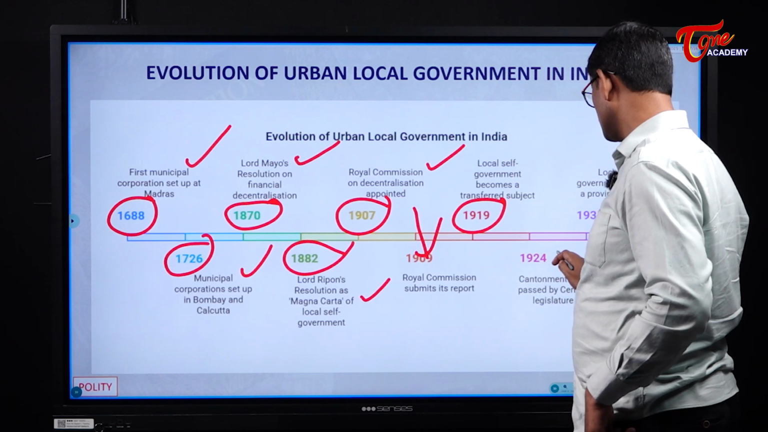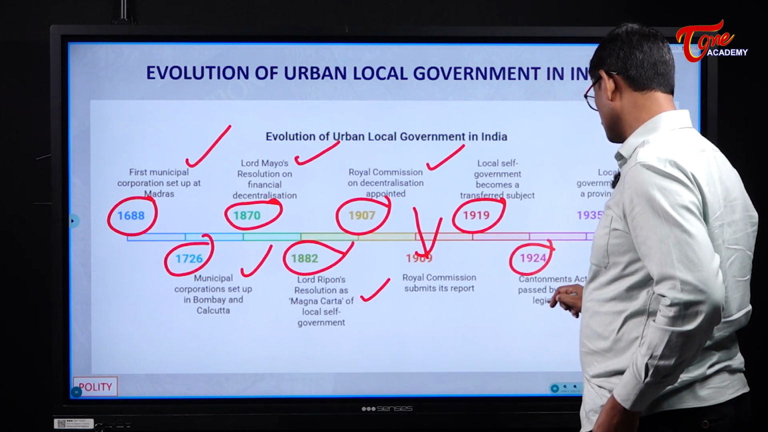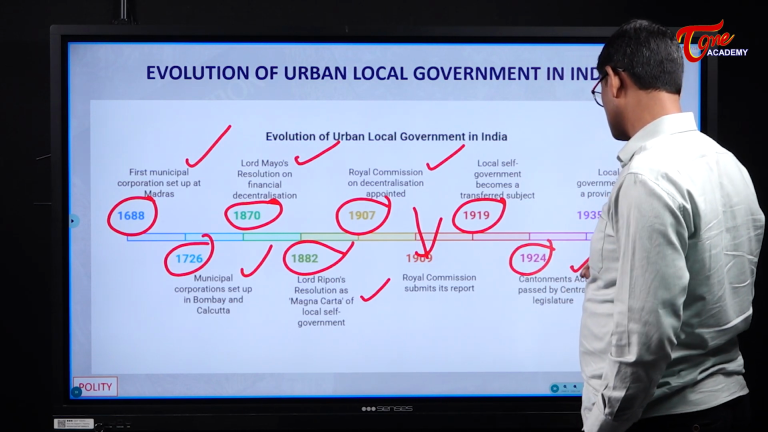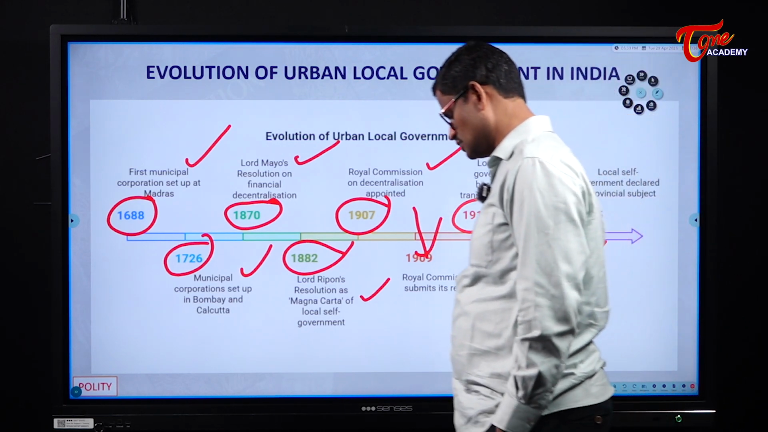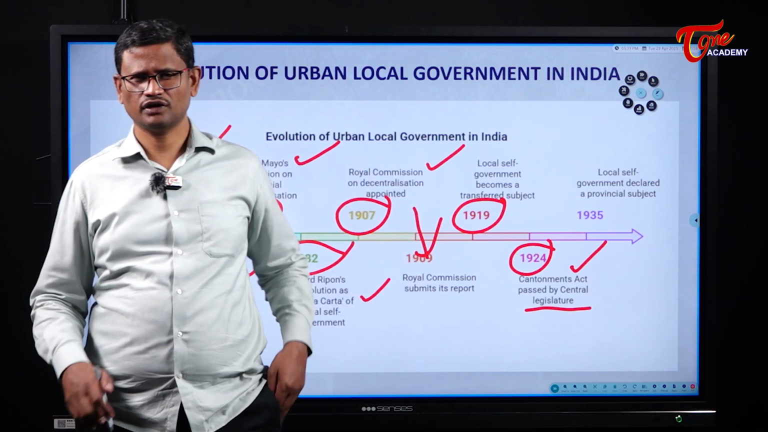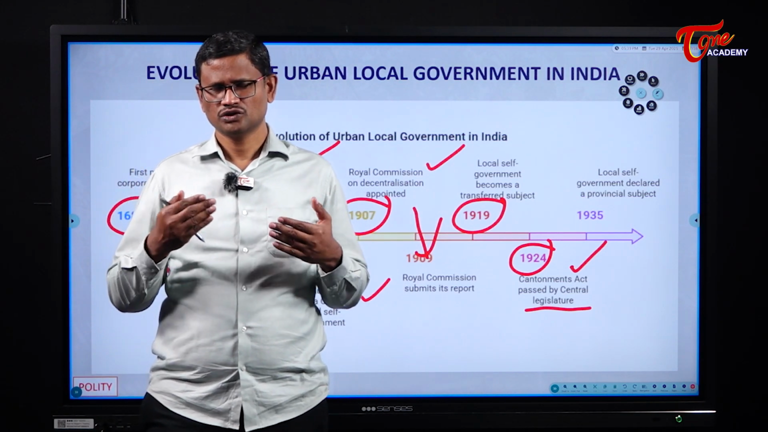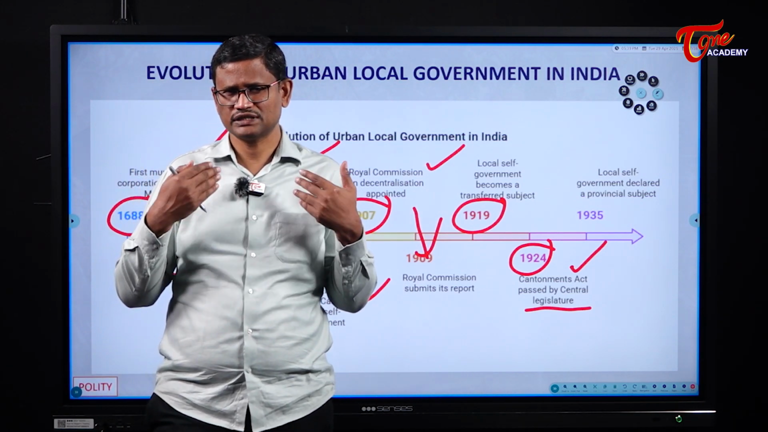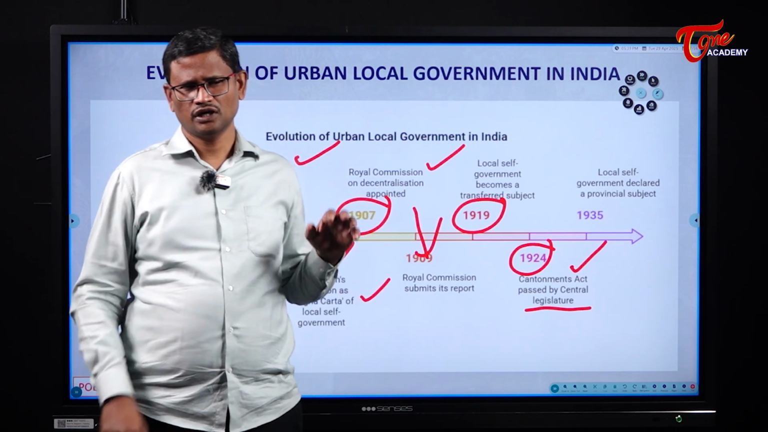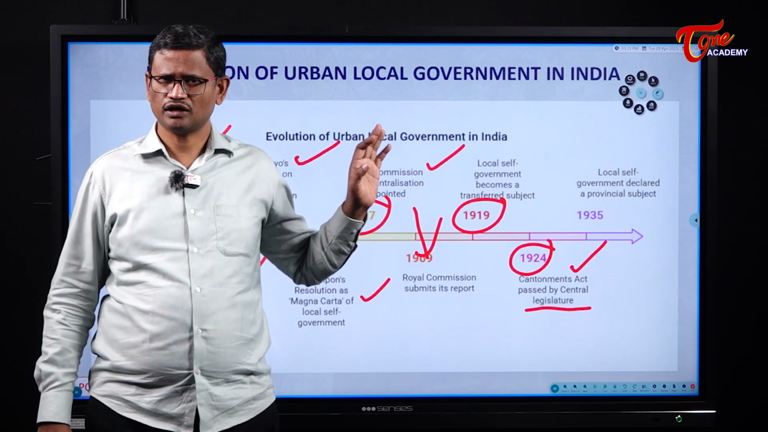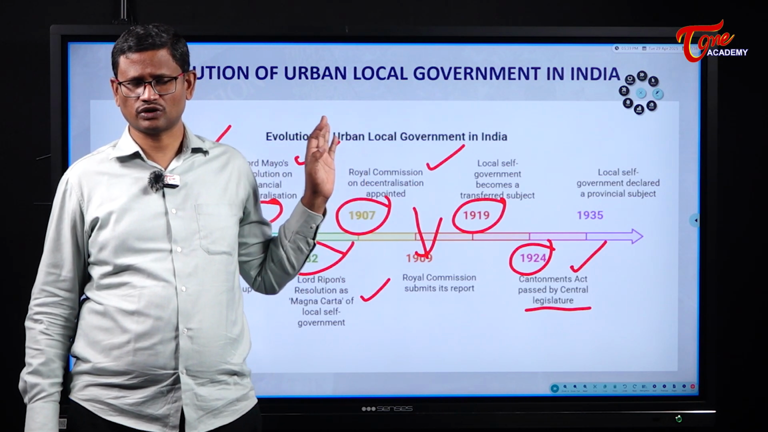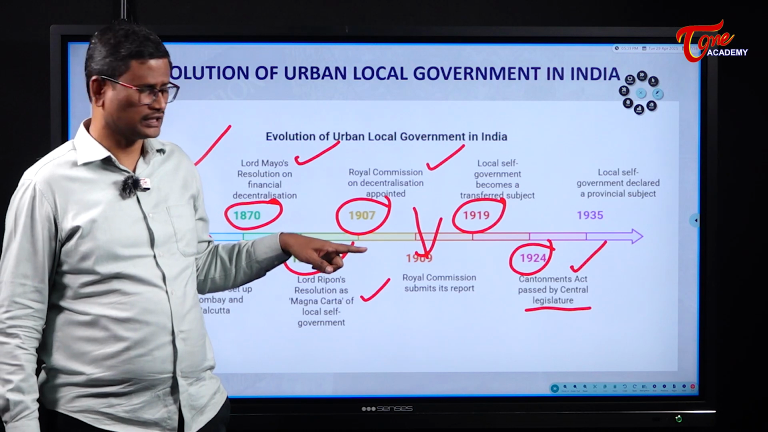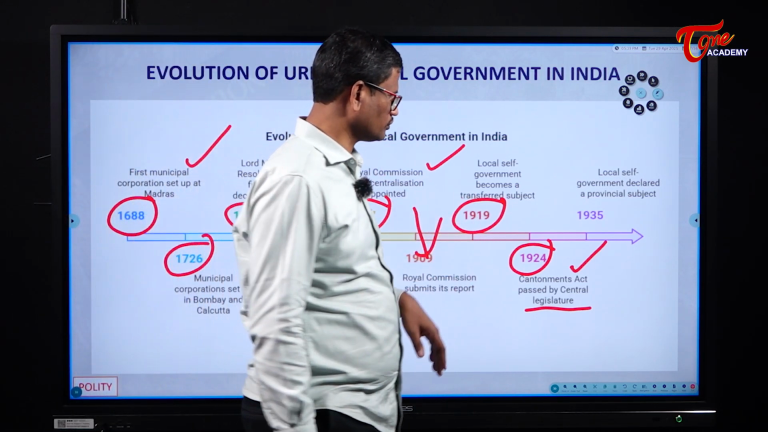Then in 1924, the Cantonments Act was passed by Central Legislature. So, cantonment is an area where the military is stationed. So, to provide basic amenities in these cantonments, cantonment is a kind of an urban local body which was created through a separate law made by the central legislature then in 1924.